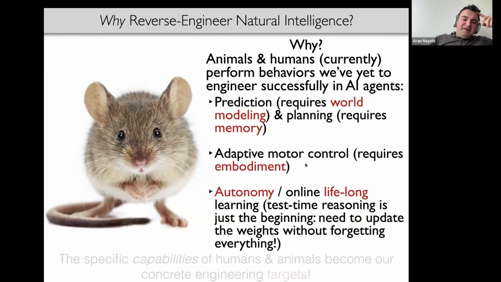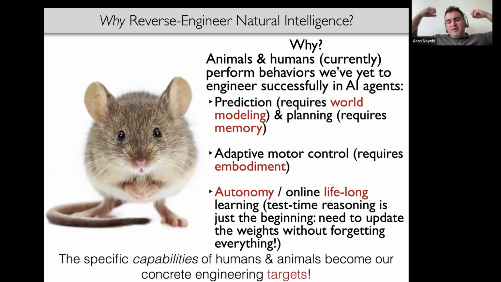Rather, what I mean is more cognitive motivation. In other words, the specific capabilities of humans and animals, the behaviors that they can do, e.g., the ones I'm listing here, just at a high level, start to become goals or concrete engineering targets as we're trying to build more capable, intelligent agents. And so we really think of them as setting goalposts or behaviors for us to try to achieve.